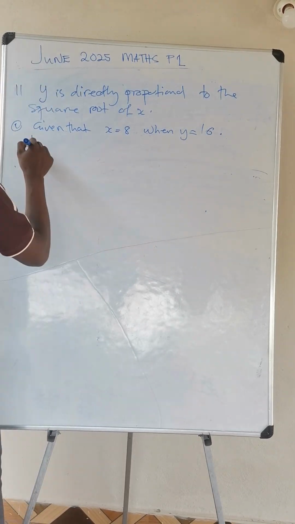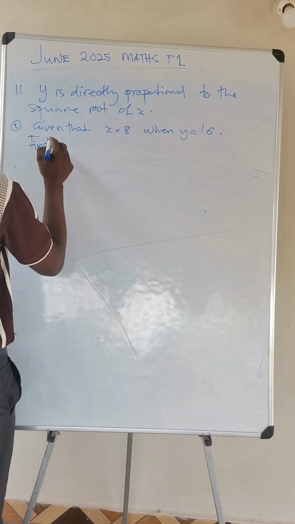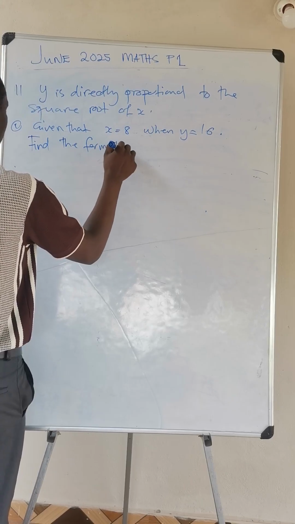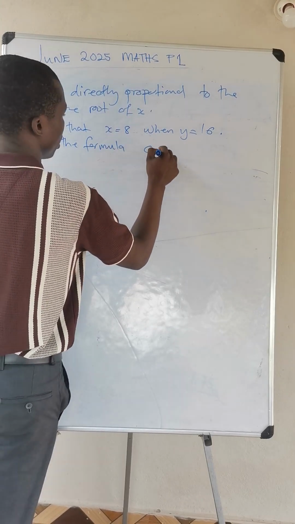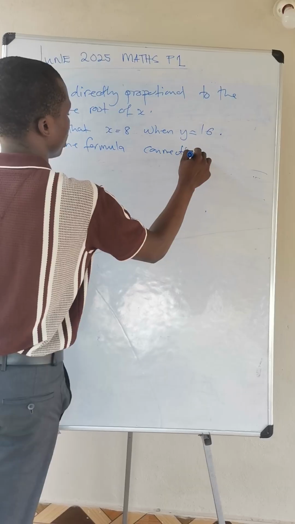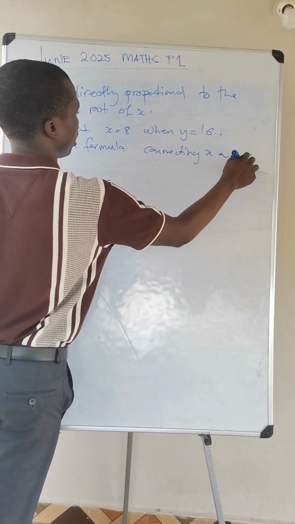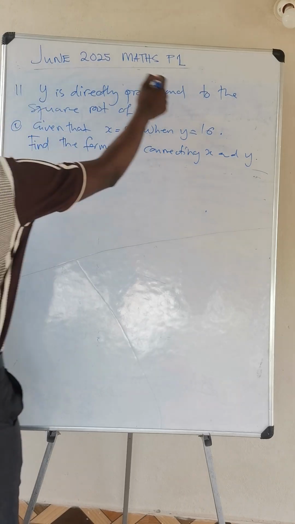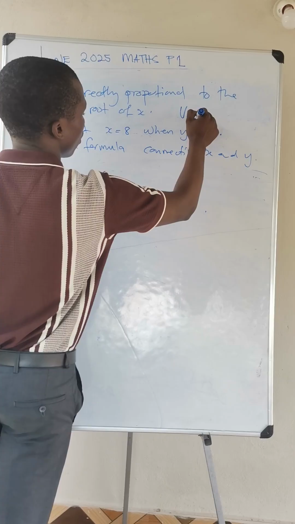Find the formula connecting x and y. Okay. So here it's given that x is equal to 8 when y is equal to 16. Find the formula connecting x and y. So this is the topic of what? Of variation.